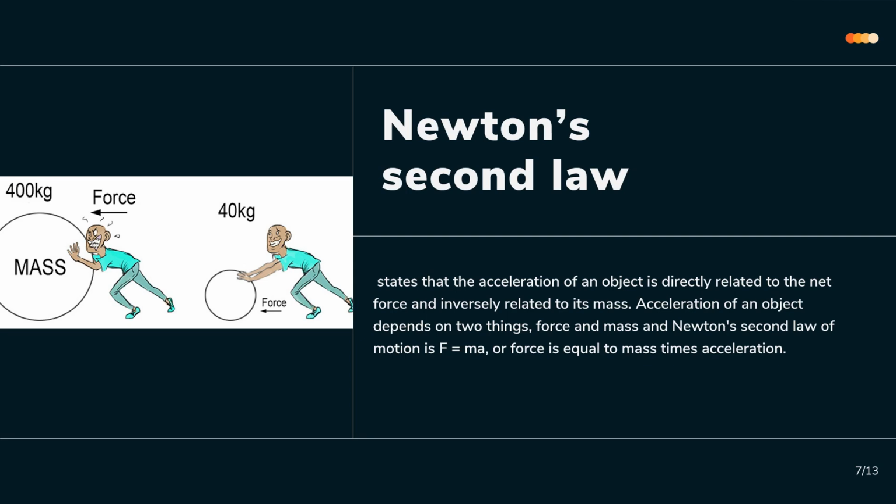Newton's second law states that the acceleration of an object is directly related to the net force and inversely related to its mass. The acceleration of an object depends on two things, force and mass. And Newton's second law of motion is F equals ma, or force is equal to mass times acceleration.